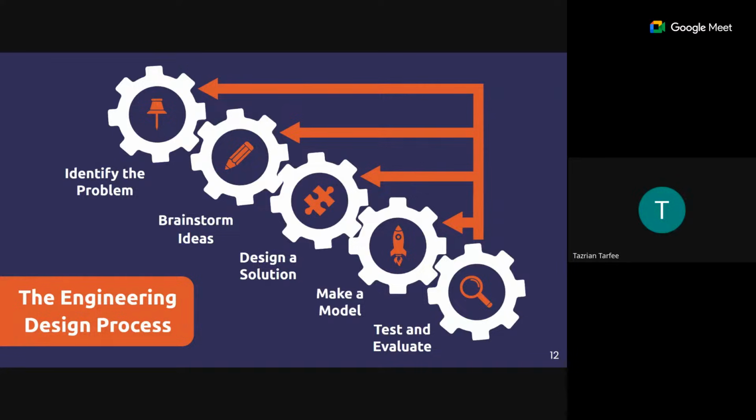In the fourth step, we go ahead and take our solution that we designed and make a model. The fifth step is the last one where we can test and evaluate. So we can take our model, we can test it, we can see if it serves the purpose or not. At any of these stages, if we're not happy with our product or our design, we can go back to any previous step and repeat.